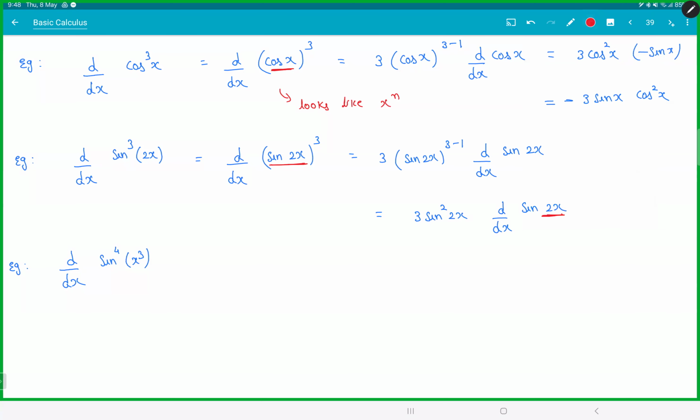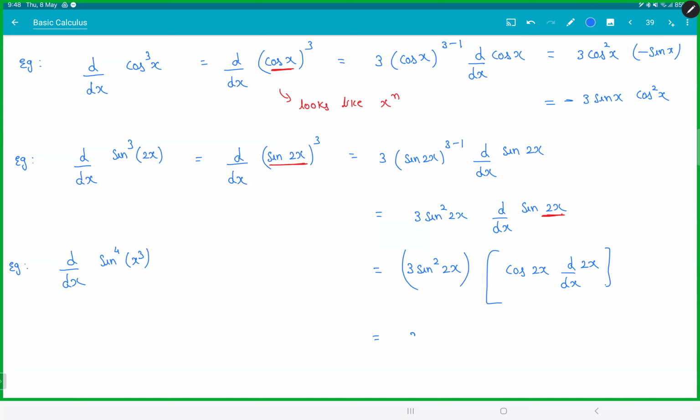So chain rule inside chain rule. Double chain rule. So this is looking like sine of something. So how much is this? 3 sine square 2x. So this guy is done already. So sine's differential is cos of the function 2x. Then you differentiate whatever is inside. What is inside? 2x is inside.